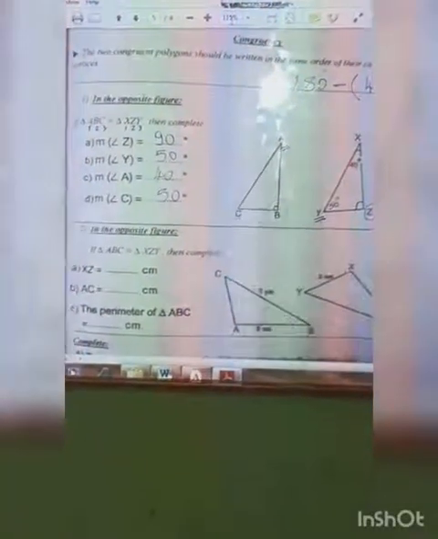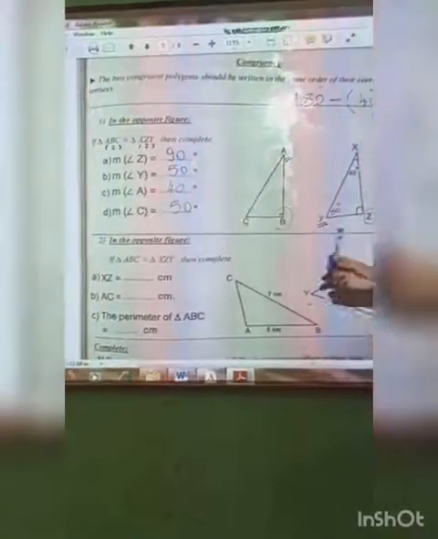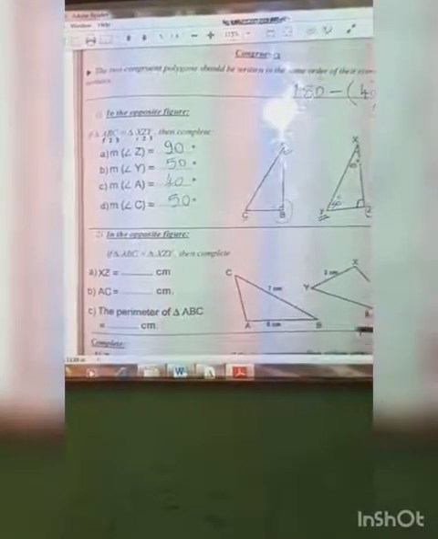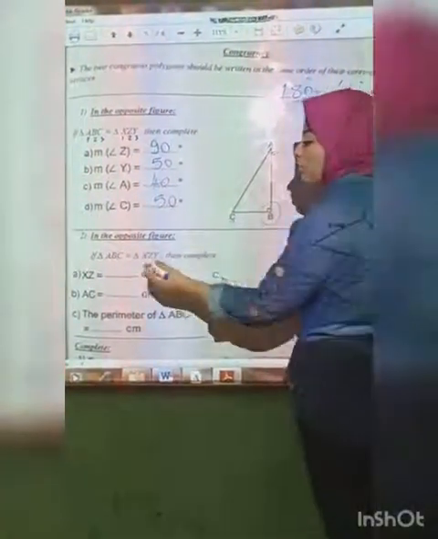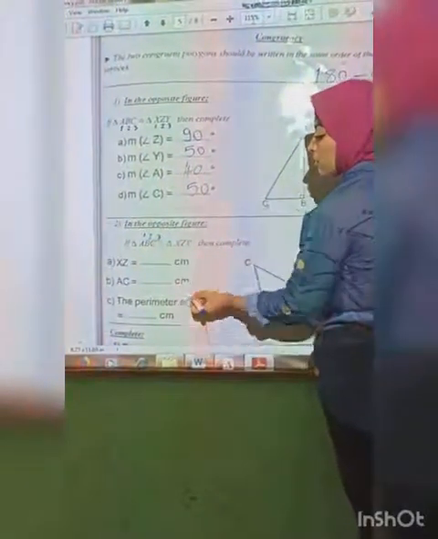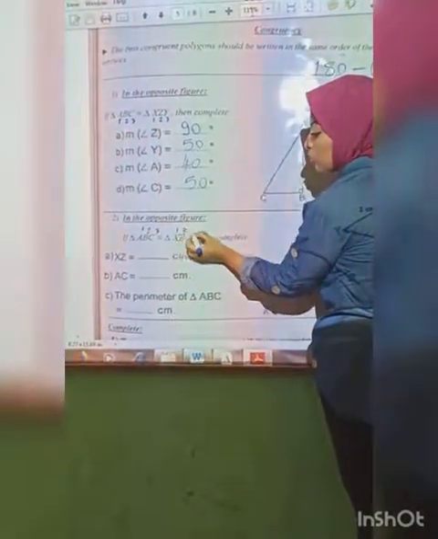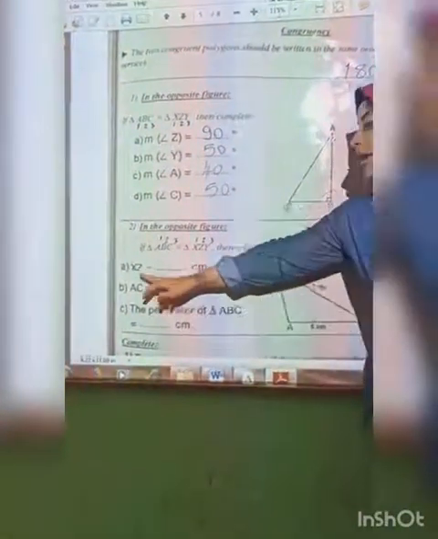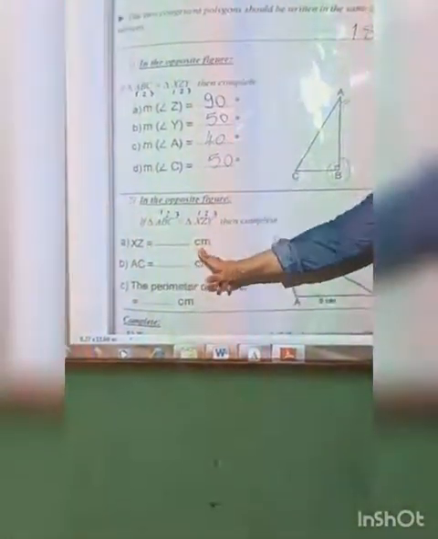Question number 2. In the opposite figure, if the triangle ABC is congruent to the triangle XYZ, then complete. First, we should put the numbers: 1, 2, 3. Here, 1, 2, 3. And now, we want to know XZ equals how many centimeters?